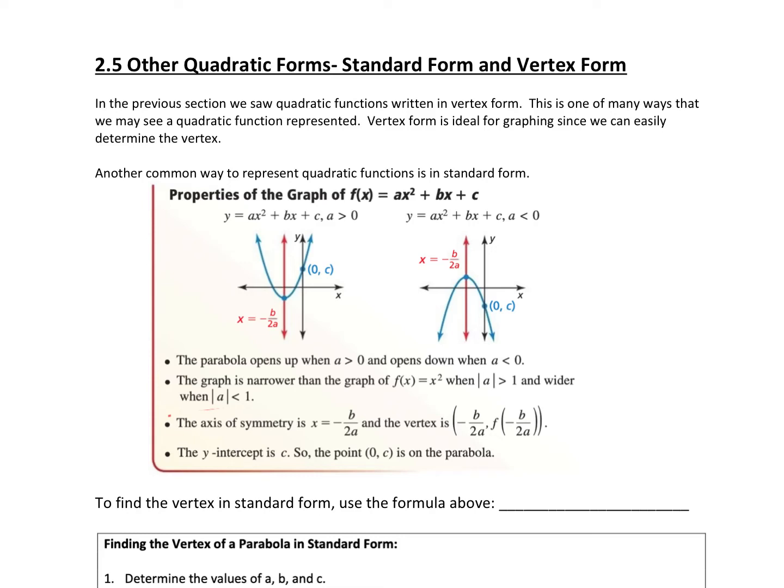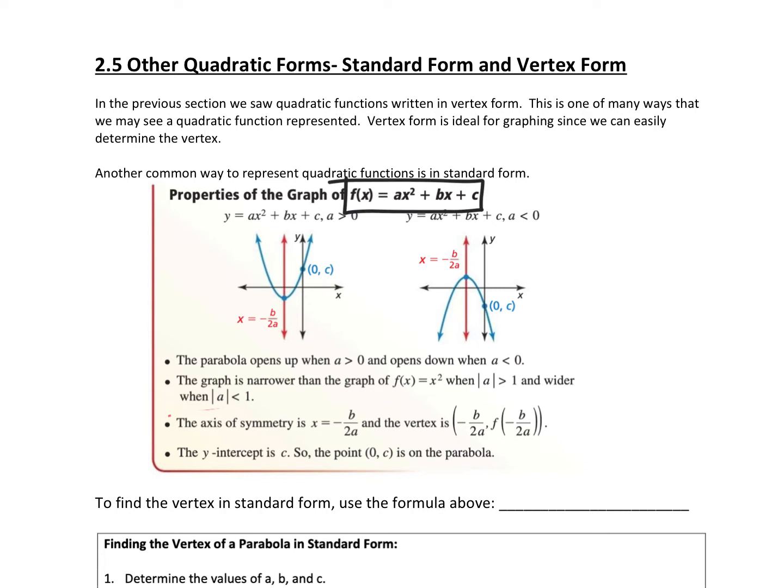Prior to today, we have talked about vertex form, both of absolute value and of quadratics. If you remember from last class, it looks like this. Standard form is f of x equals ax squared plus bx plus c. You've probably seen it before.